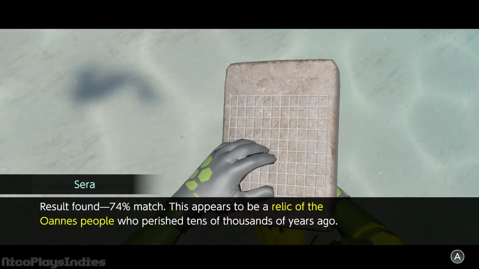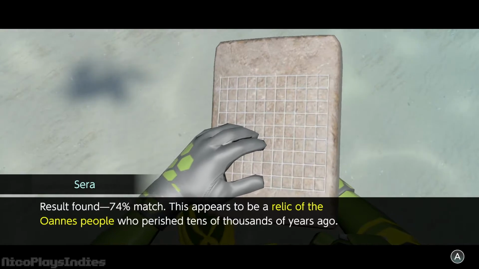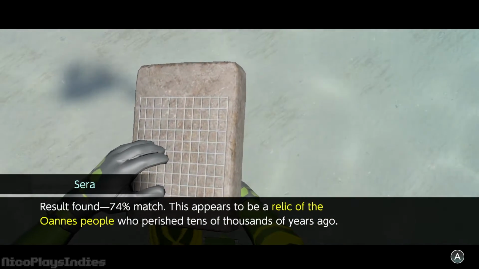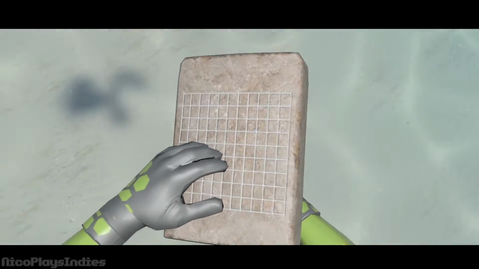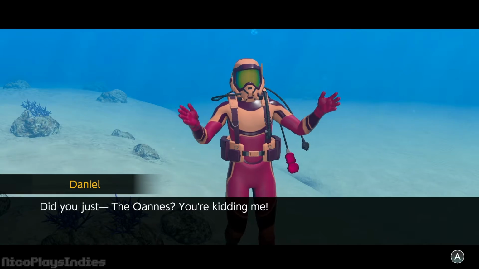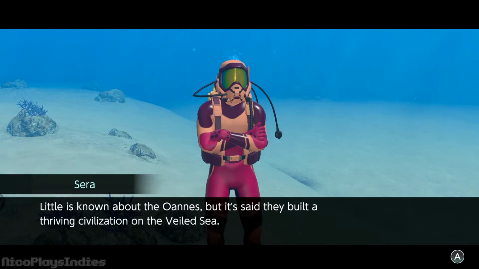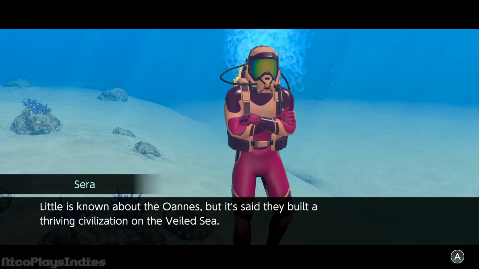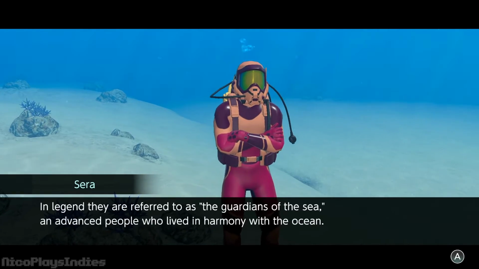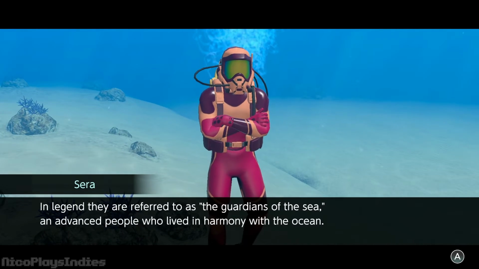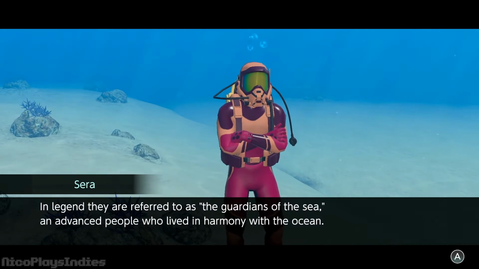Result found, 74% match. This appears to be a relic of the Oan's people who perished tens of thousands of years ago. Little is known about the Oans, but it's said they built a thriving civilization on the Veiled Sea. In legend they are referred to as the Guardians of the Sea, an advanced people who lived in harmony with the ocean.